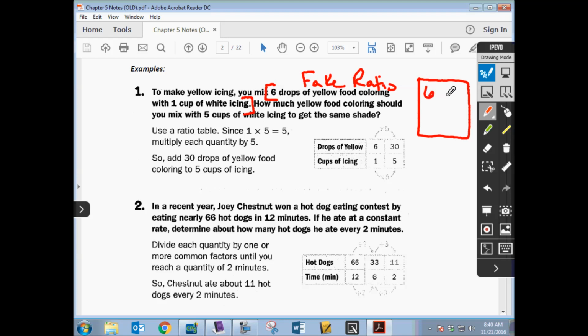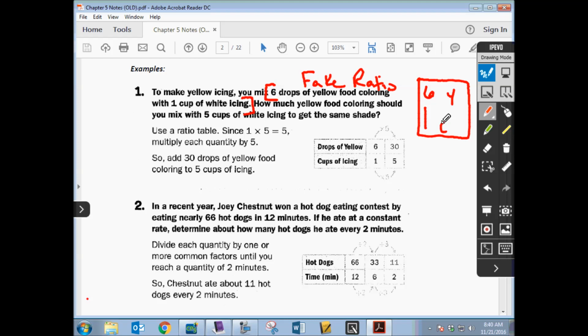So this is going to be 6 drops of yellow for every 1 cup of white icing. And that's just, again, the edge pieces are just those things that tell you what your information is. That's just the information you're using. Okay? So 6 drops of yellow for every 1 cup of icing. So you guys can do that basic math.